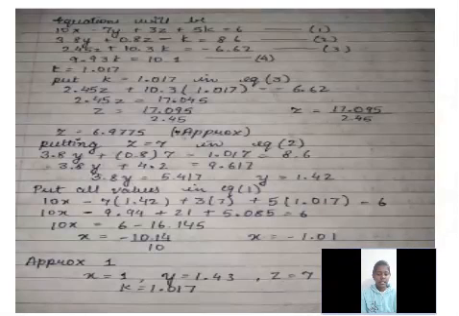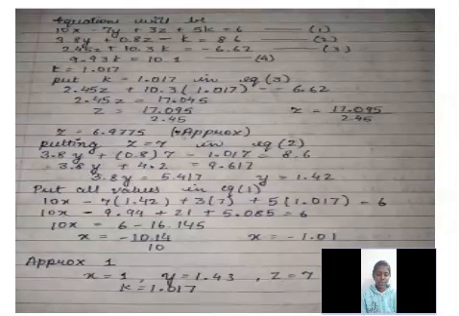Putting z equals 7 in equation 2, we will have the value of y. Okay, so 3.8y plus 0.8 into 7 minus 1.017 equals 8.6. So the value of y will be 1.42.